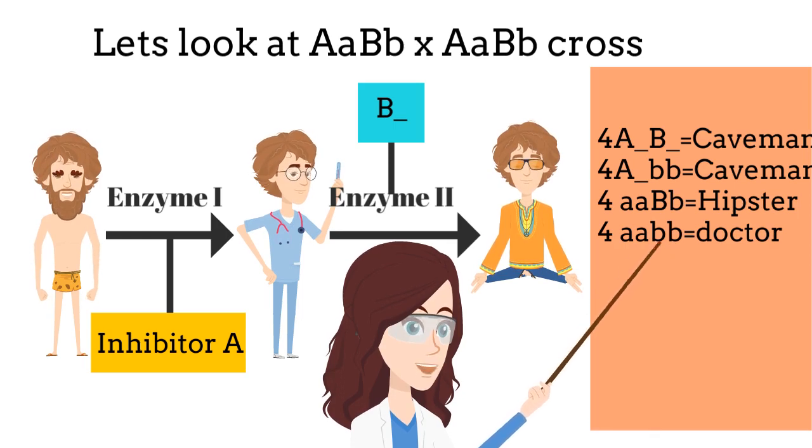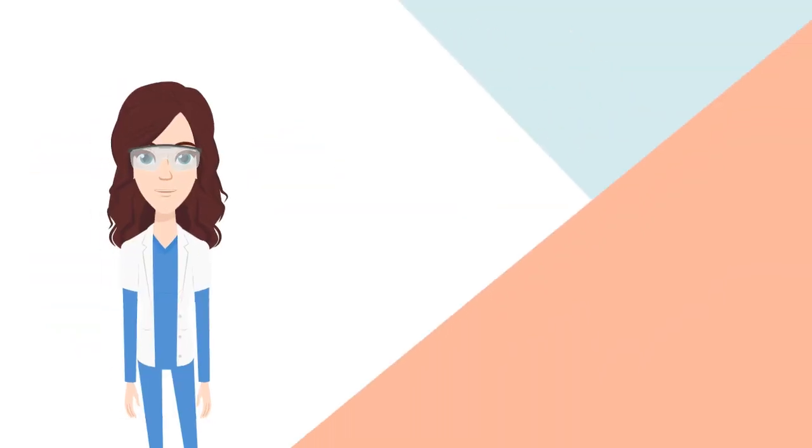In our last cross, we had a 12:3:1 ratio of Caveman, Hipster, and Dr. Bobs. This time, we have an 8:4:4 ratio, meaning we have a better chance of producing a Dr. or Hipster Bob in this cross. I'm starting to like the chances of this cross a lot better than the last one. I hope those examples helped.